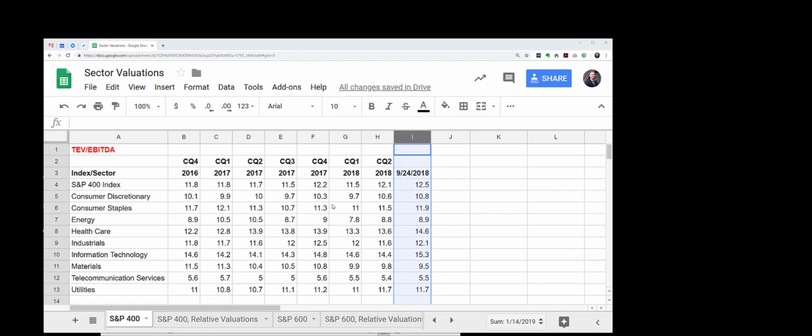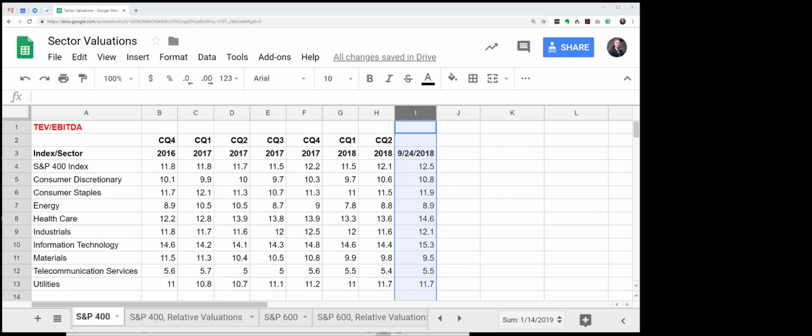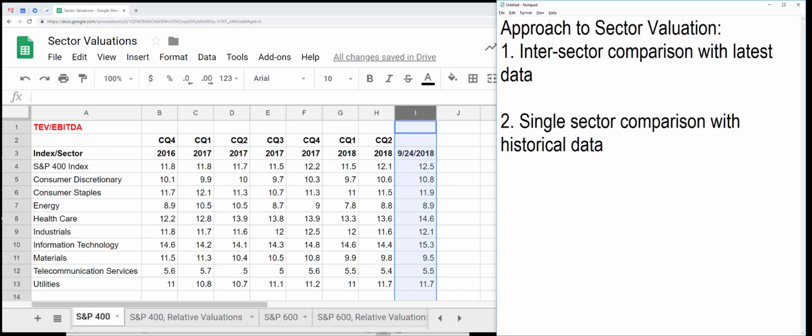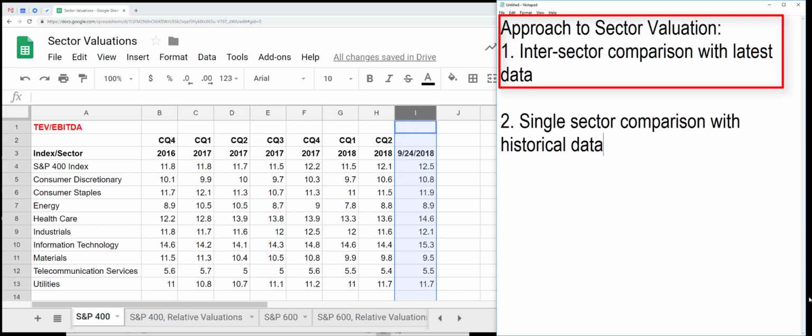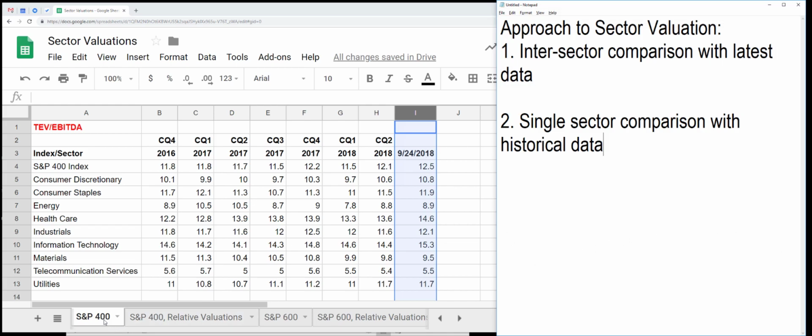But let me focus on another approach, and I'd like to just show you what I'm really trying to get at. You can take different approaches to the sector valuation. One is this inter-sector comparison with the latest historical data, and I did that by clicking on the S&P 400 tab and focusing on column I, deciding to, in general, underweight the ones with the high numbers. They tend to be expensive, and to overweight the ones with the low numbers for this ratio.